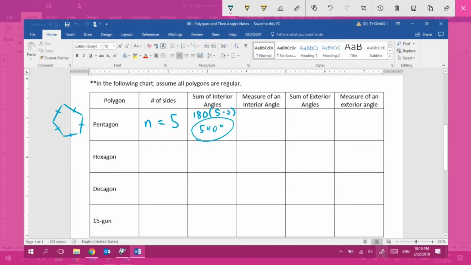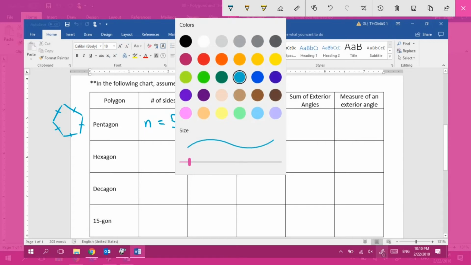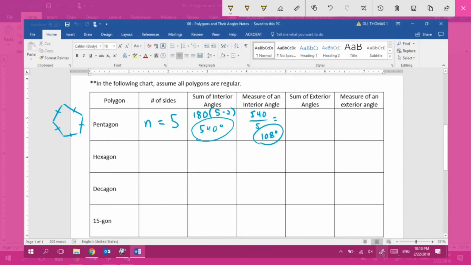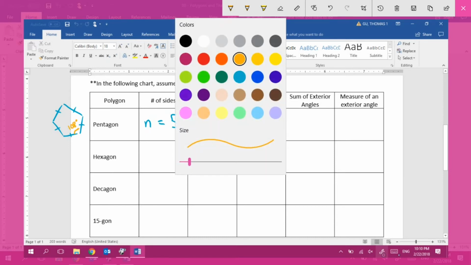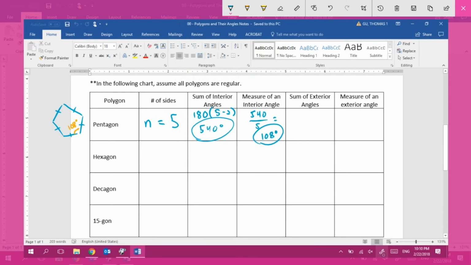Next, the measure of an interior angle. How do we find that? You take the sum of the interior angles, and then you're going to divide by n, the number of sides. So 540 divided by 5. And that's going to give you 108 degrees. So the measure of a single interior angle in a regular pentagon right here is going to be 108 degrees.